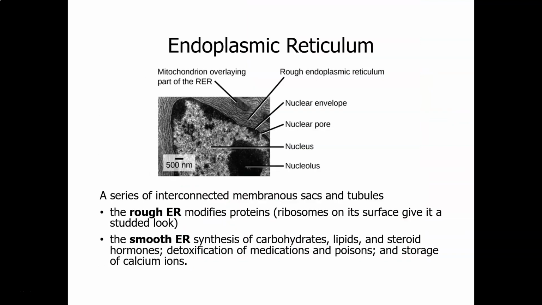The endoplasmic reticulum is a series of interconnected membranous sacs and tubules. The rough ER modifies proteins, and it does contain ribosomes on its surface. The smooth ER synthesizes carbohydrates and lipids and steroid hormones, and also stores calcium ions, which is really important in muscle contraction and in the nervous system conducting impulses.